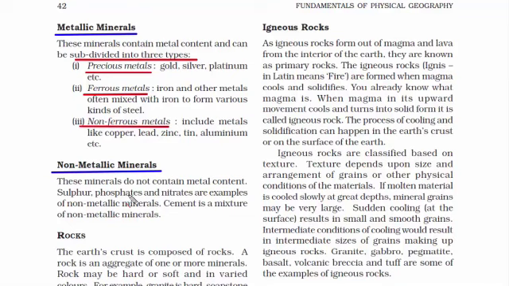Now let's look at the non-metallic minerals. Now these minerals do not contain metal content. Of course, if it is opposite of metallic, then they will not have metals. Now some of the examples of non-metallic minerals are sulfur, phosphate, and nitrate. And cement is a fine example of non-metallic mineral.